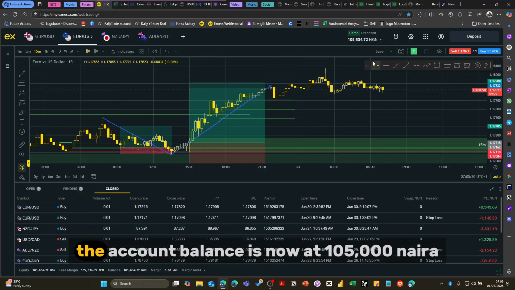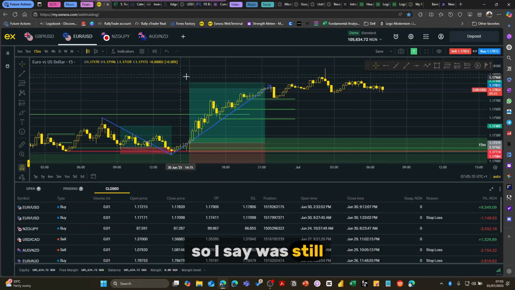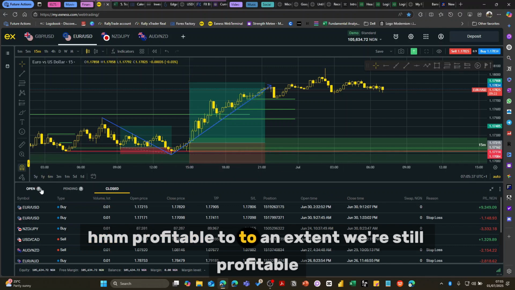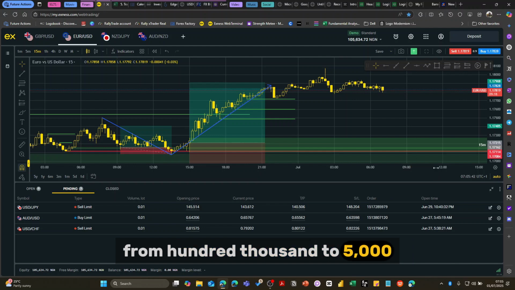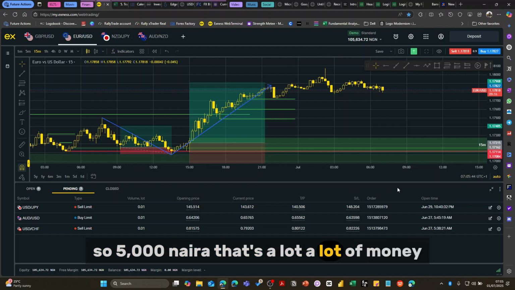So you can see the account balance is now at 105,000 naira. So I'd say we're still profitable to an extent. We are profitable actually, from 100,000 to 105,000. So 5,000 naira, that's a lot of money.